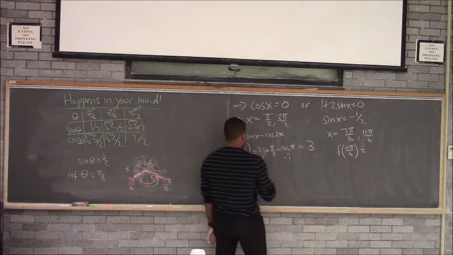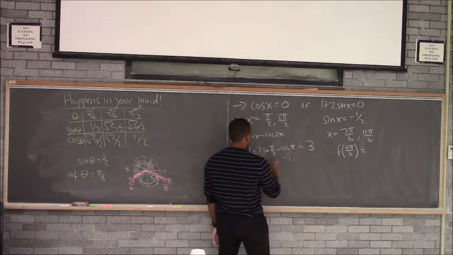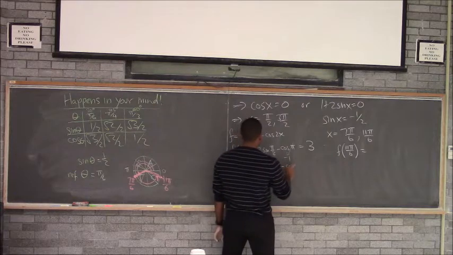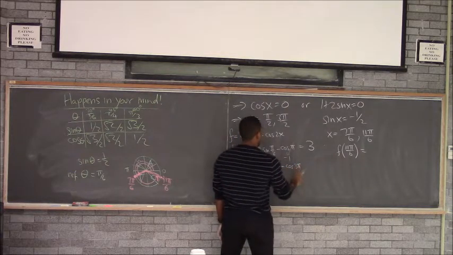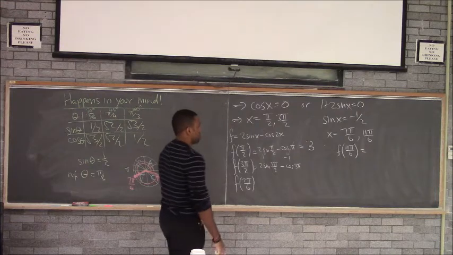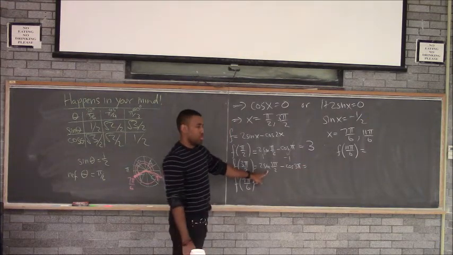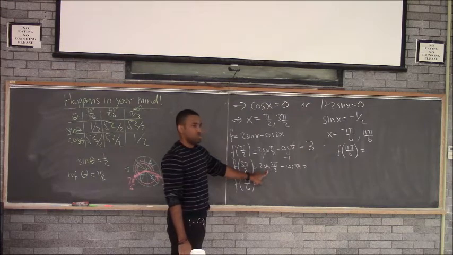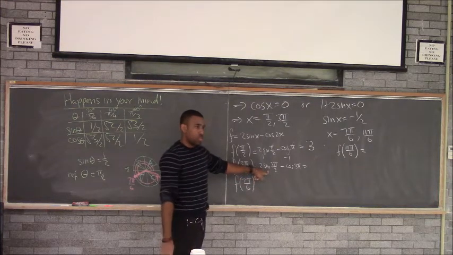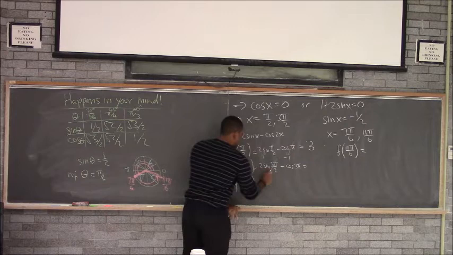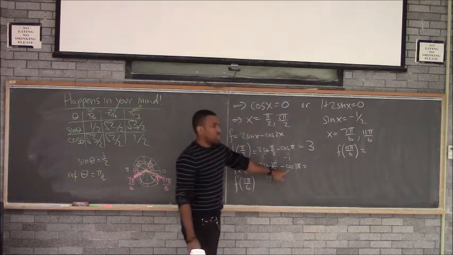Over here, 2 sine of 3 pi over 2 minus cosine of 3 pi. Sine of 3 pi over 2. Cosine of 3 pi.